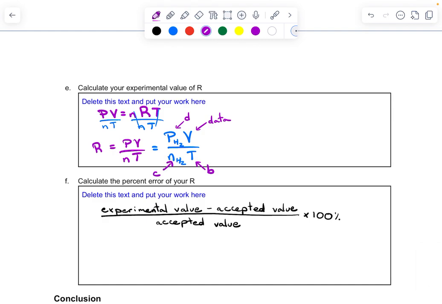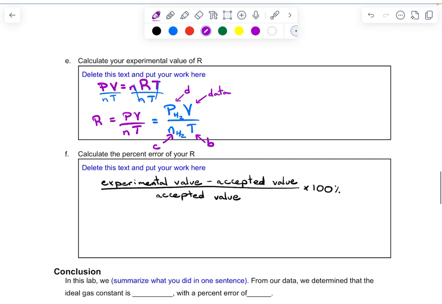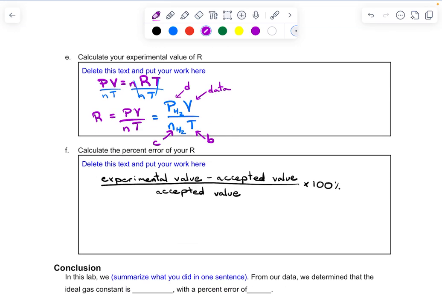All right, so you have all the numbers there. Make sure that you're calculating this with correct sig figs and accounting for all your units. You need to be putting units into your calculations. Once you have an R value, that's our experimental value.